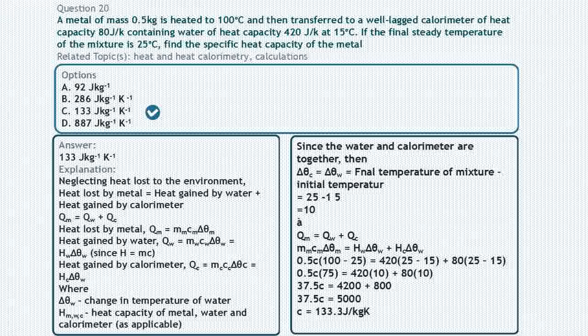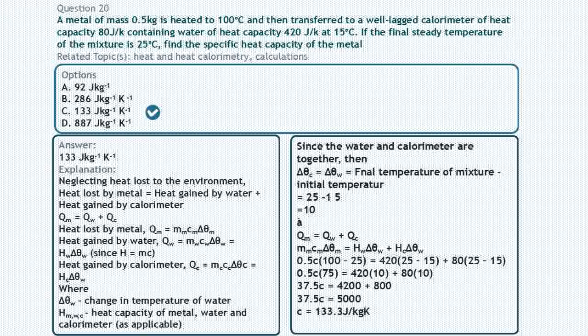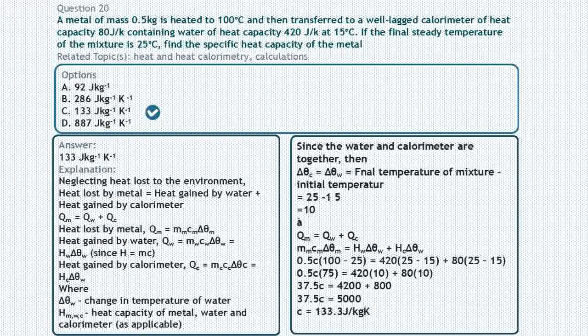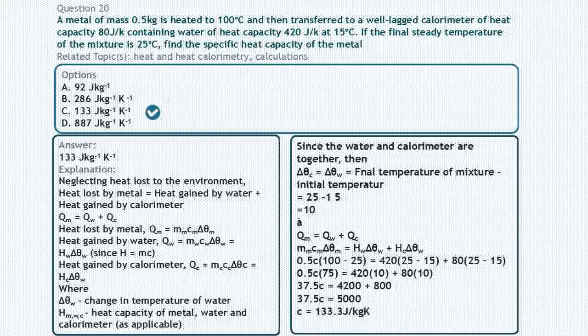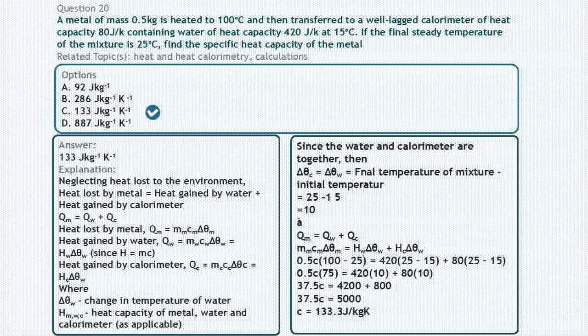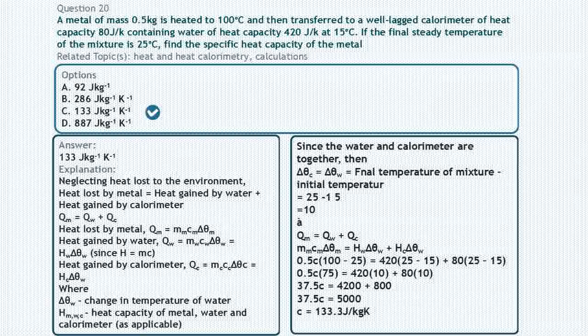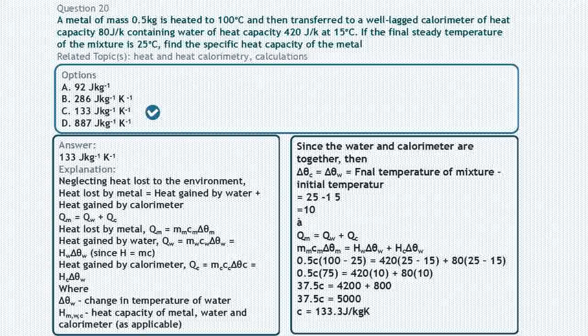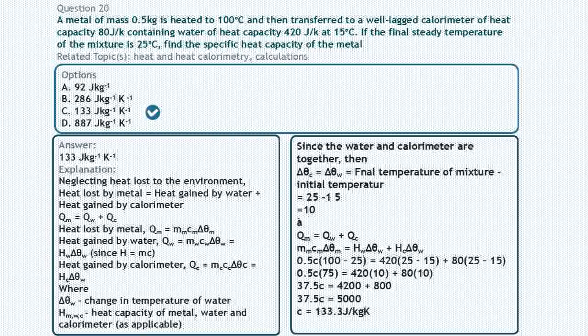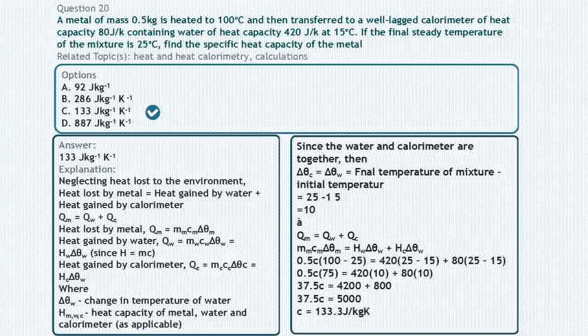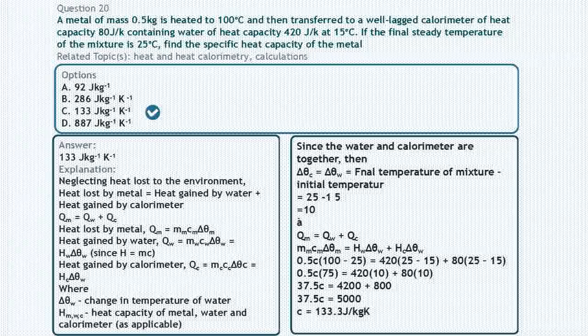The original temperature of the metal was 100 degrees Celsius, and the new temperature of the mixture containing the metal is 25 degrees Celsius. That means that the metal has lost heat to that medium in which it was introduced. So the change in its temperature is going to be 75, because it went from 100 to 25. So you have 100 minus 25, that's 75, equal to the heat capacity of water we are given as 420 joules per Kelvin, in brackets the change in temperature of the water, which is 10 here.